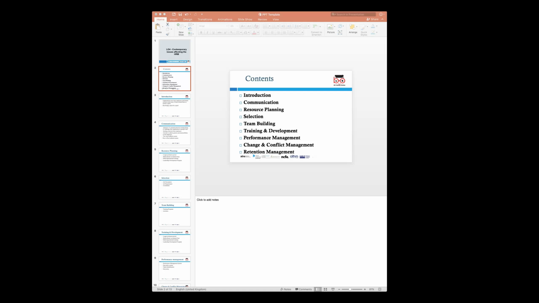But within resource planning, you could have issues which are cropping up, which are going to be classified as contemporary issues. So selection, for example, when you look at recruitment and selection as a process, we look at some of the issues in terms of equality and diversity.